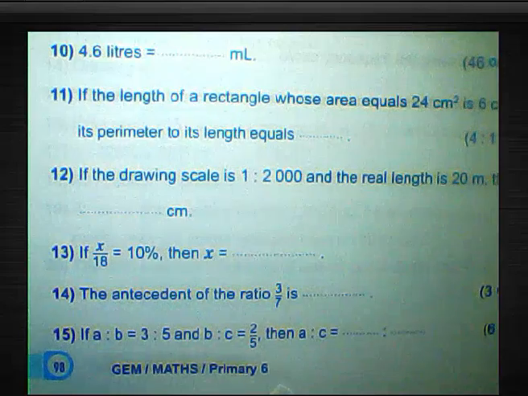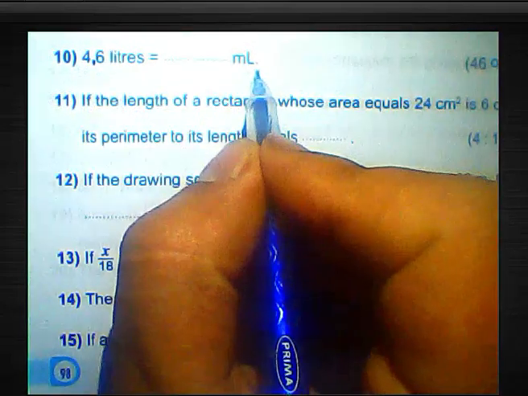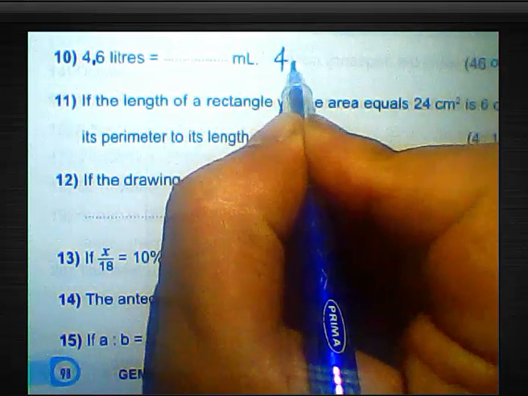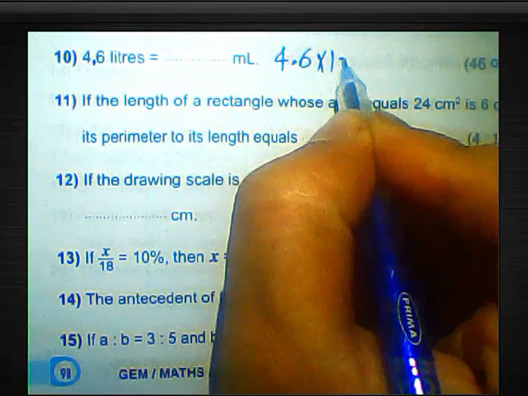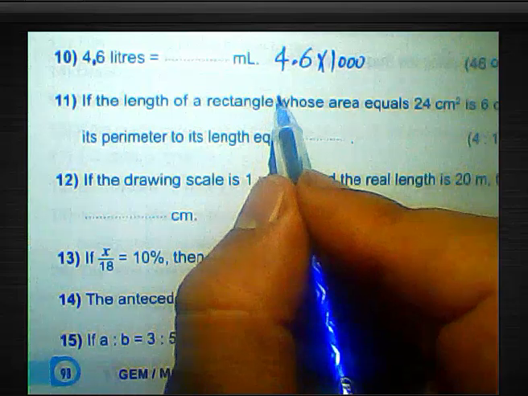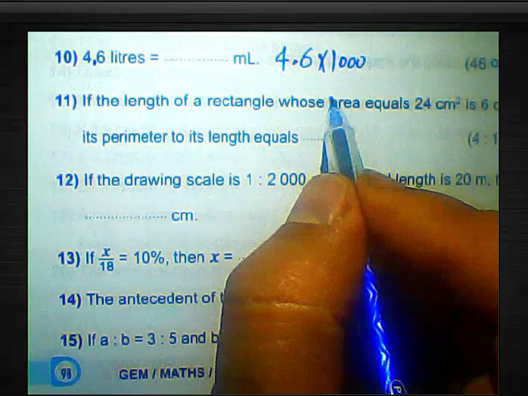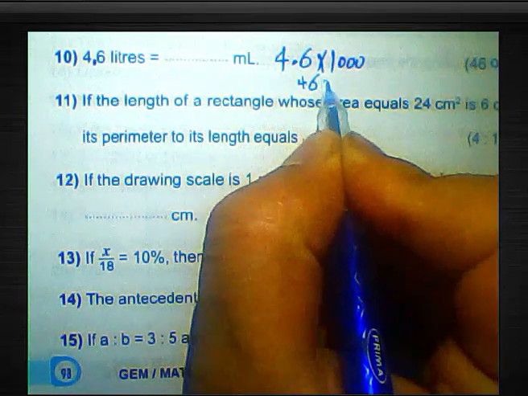Question number 10. 4.6 liter to space milliliter. We must multiply by 1000. 4.6 multiplied by 1000. We must move the point to right hand side by 3 digits. The result will be 4,600.